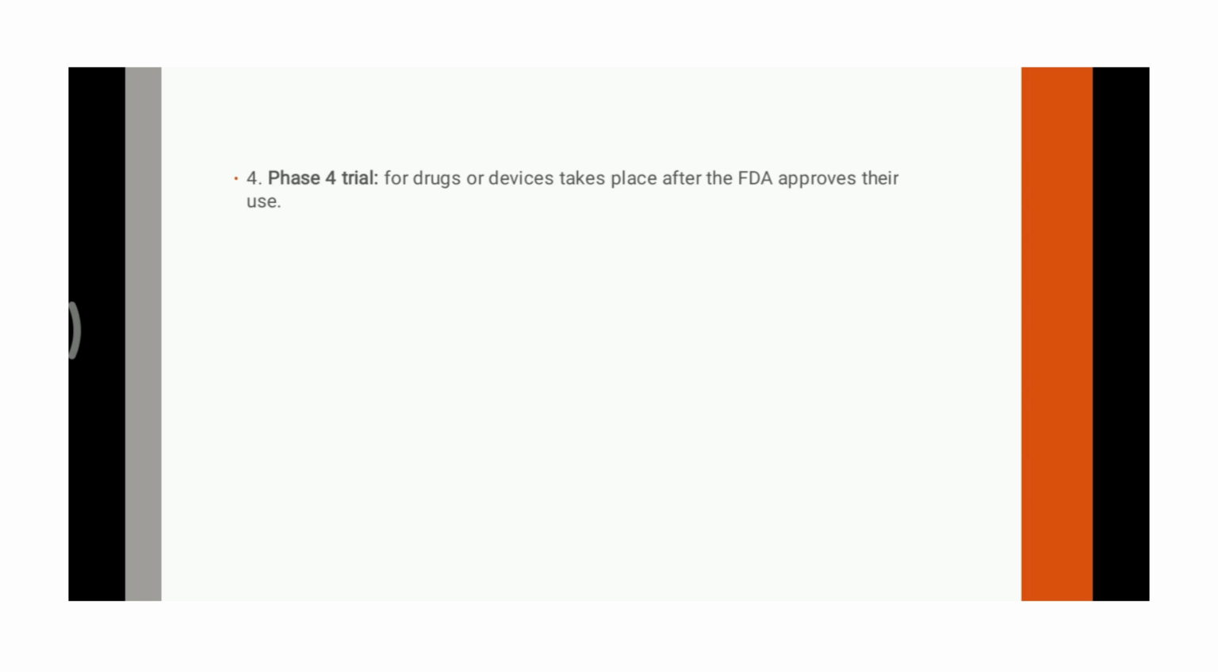What is phase 4 trial? It is for drugs or devices, and takes place after the FDA approves their use. Here, a device or drug's effectiveness and safety are monitored in a large and diverse population. Obviously, the drug has come to the market now. The main aim of the investigators is to study the drug's effectiveness and also the safety. Also, in some cases, adverse drug reactions are monitored in large diverse populations.